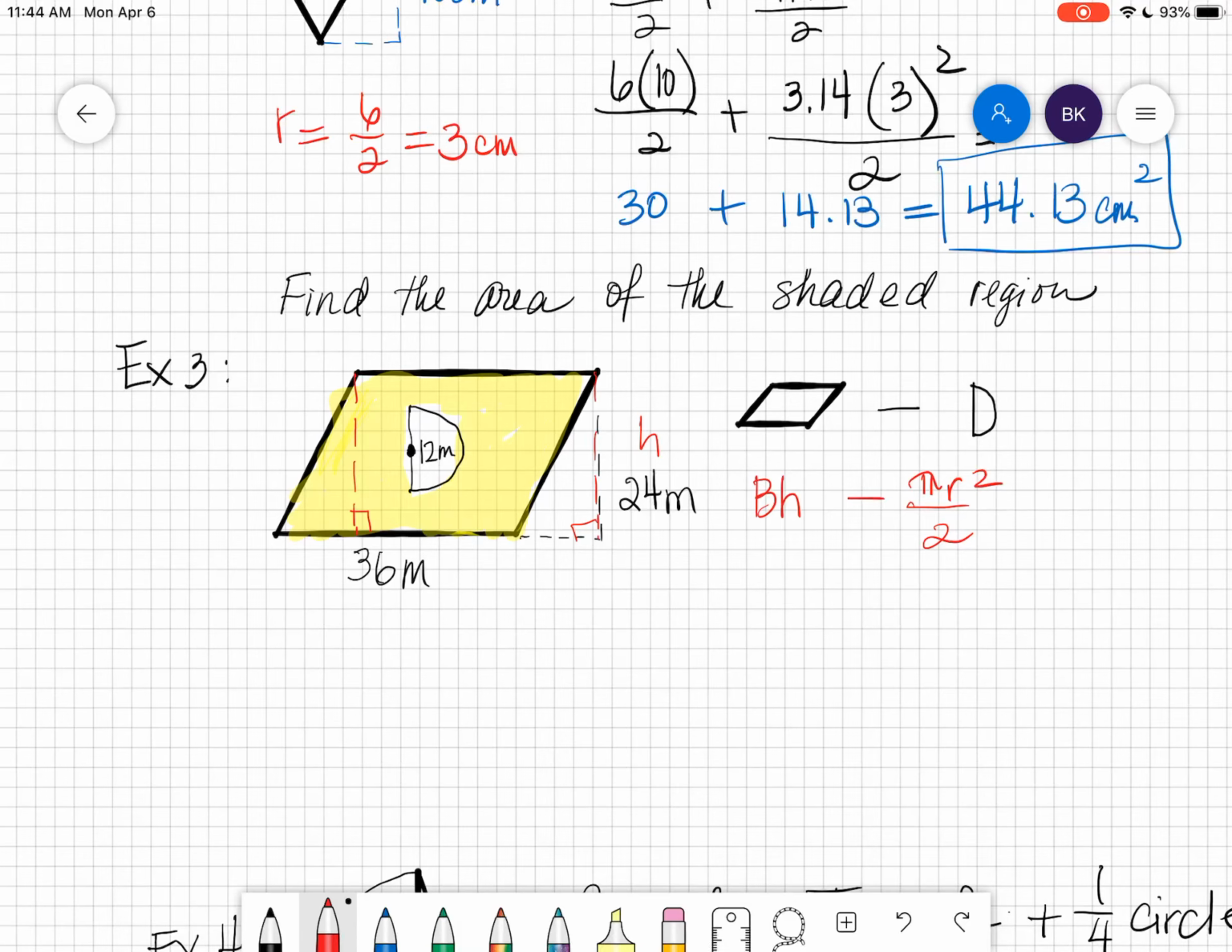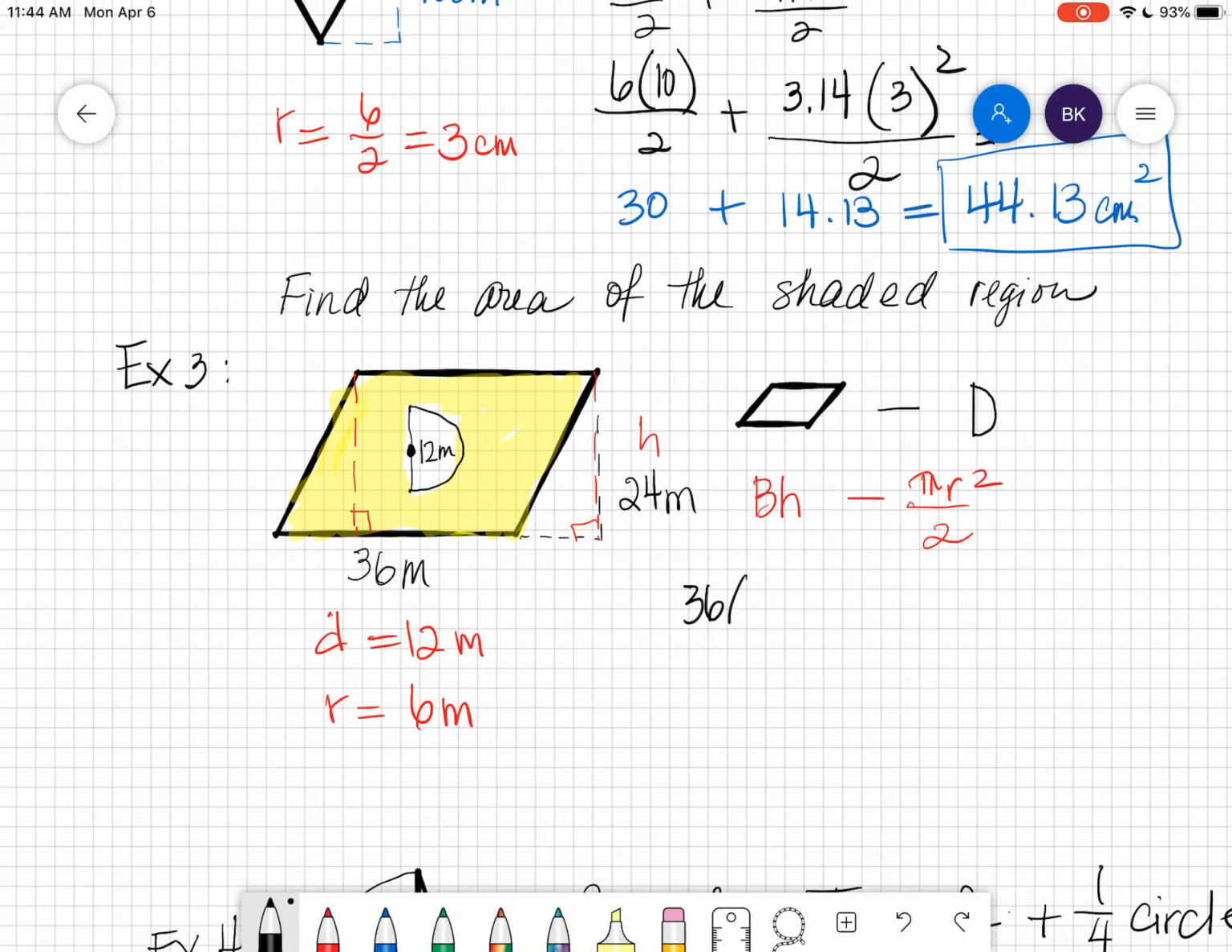We also have a semicircle, and the formula is given to you for that. We also have 12 meters, which is the diameter given to you. It's 12 meters, and therefore the radius is 12 divided by 2, which is 6 meters. Okay, so let's quickly plug in the numbers.